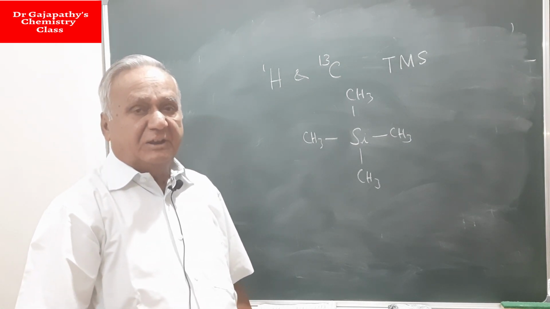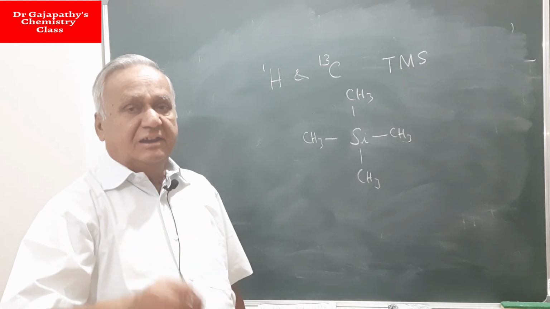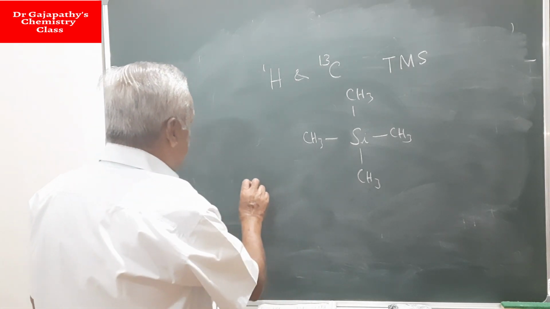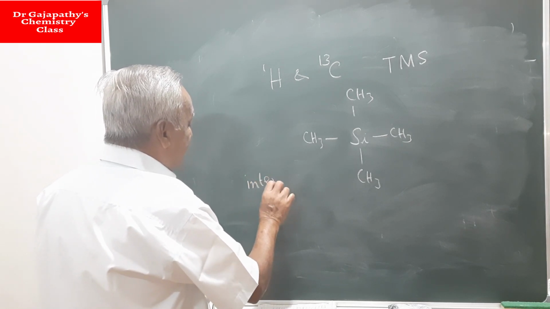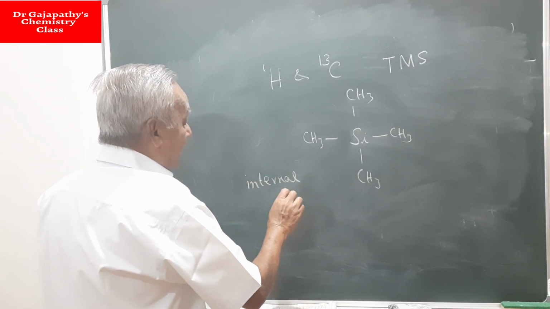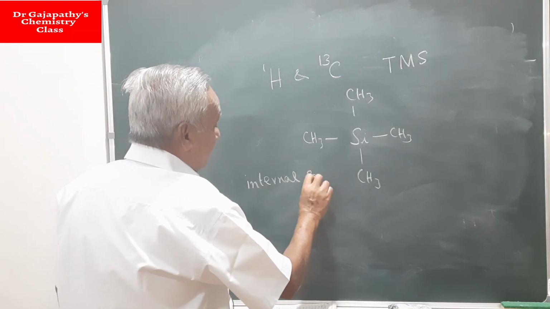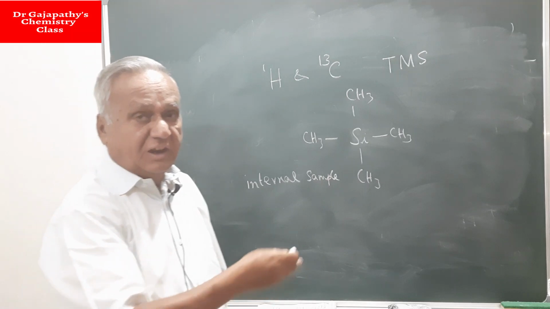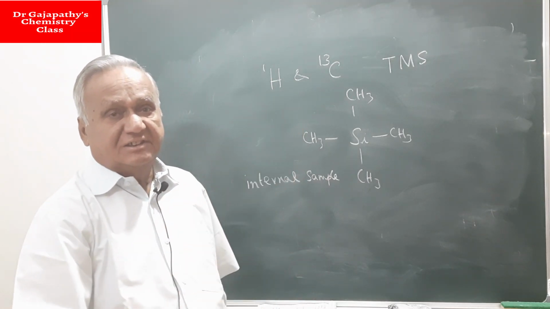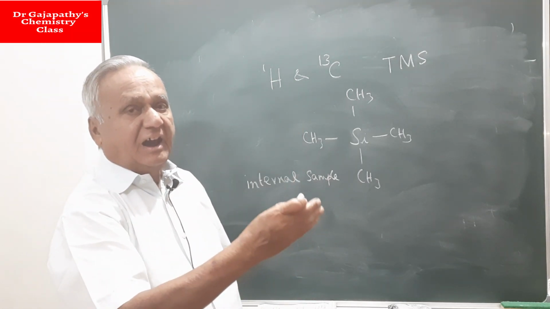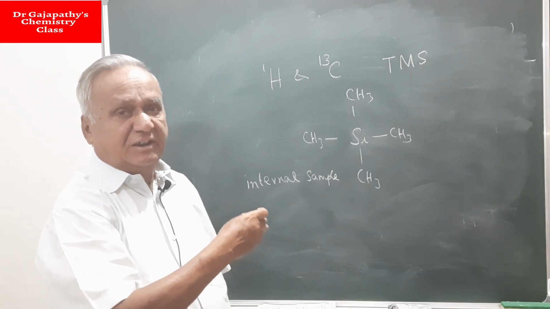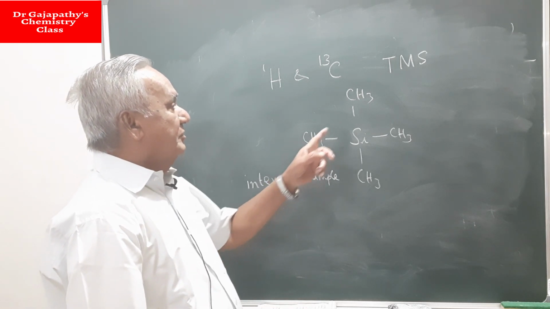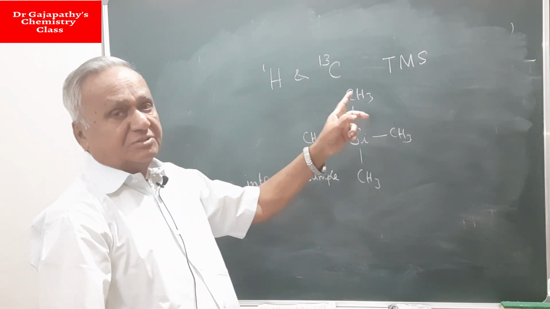So whenever you record a spectrum, you add a drop of TMS into the sample. It is an internal standard. We can add it to the sample and record. This will absorb at the highest field. So with respect to that, other protons absorb at different fields. We measure that. So this is the internal reference for proton NMR as well as C13 NMR.